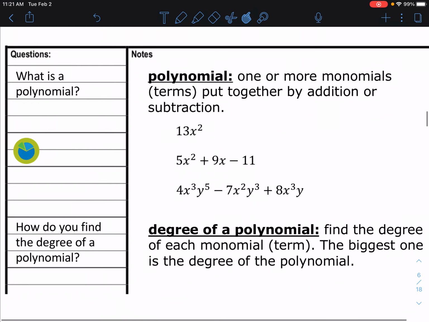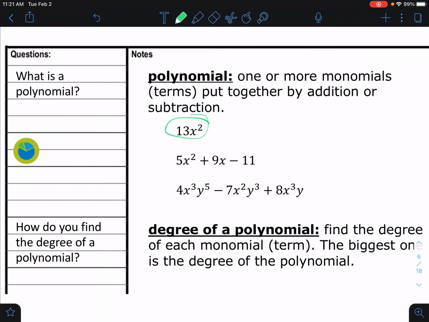All right, polynomials now. Okay, poly means many. So this is really a bunch of monomials put together, or a bunch of terms put together. And you'll see the definition here, it says one or more monomials or terms put together by addition or subtraction. So you can just have one, that's a monomial, but that's a little more specific. So a polynomial can still be just like 13x squared. That's a monomial, but it's still classified as a polynomial.